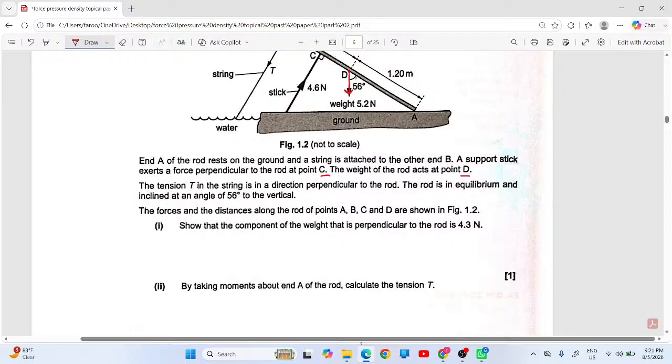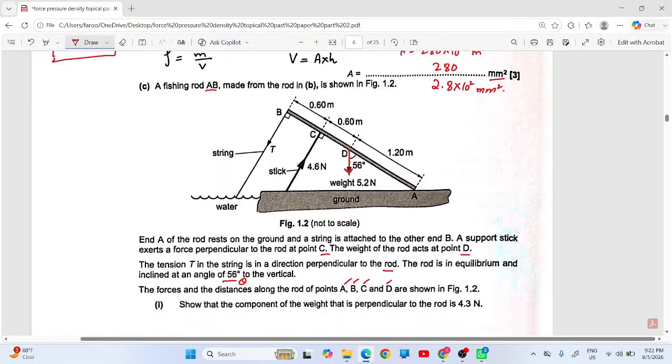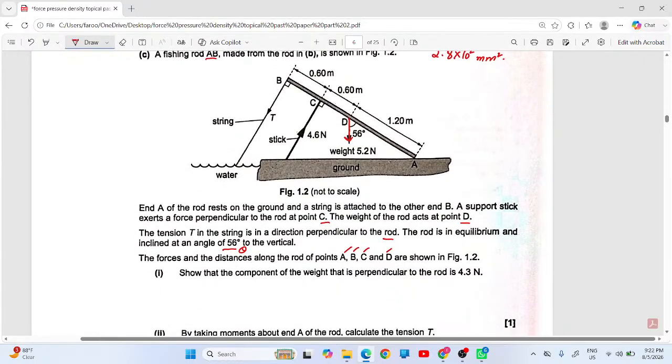Weight is given. The angle is given. And the tension T in the string is in the direction perpendicular to the rod. The rod is in equilibrium and inclined at an angle is given to the vertical. The forces and the distances along the rod of points A, B, C, D as shown in figure. Okay, सारी चीजें figure में already given है. ठीक है. Show that the component of weight that is perpendicular to the rod is 4.3.